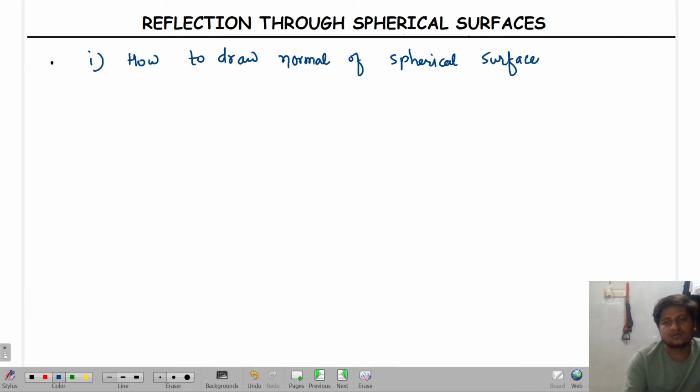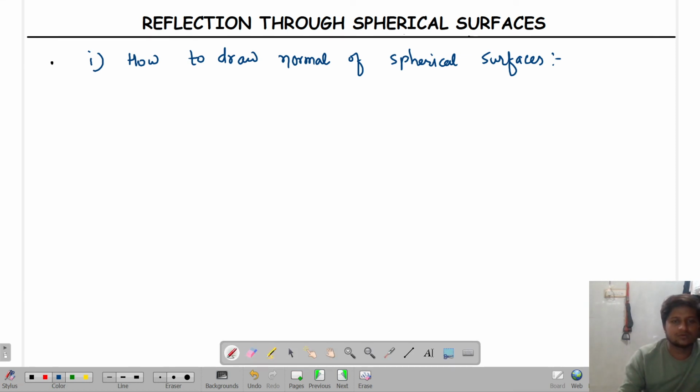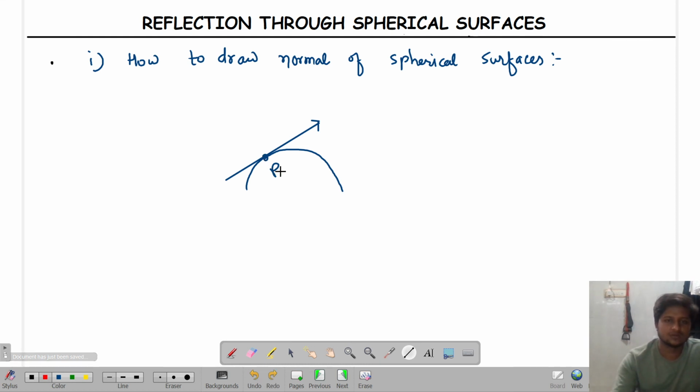Simple. How to draw the normal of a spherical surface? First, let us take the spherical surface. If I want to draw the normal at this particular point P, I will have to draw the tangent. And if I draw the perpendicular to this tangent, this perpendicular to the tangent will be called the normal. First important concept.